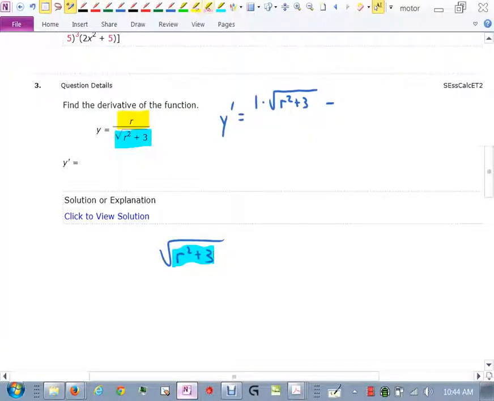Okay, so the thing on the outside here is the square root. So I'm trying to figure out what is the derivative of the square root of something. Well, it's 1 over 2 times the square root of that something. But what was the something? The something was the r squared plus 3. Now, because this is a chain rule, I now need to attach to that the derivative of what was inside. The derivative of what's inside was 2r.